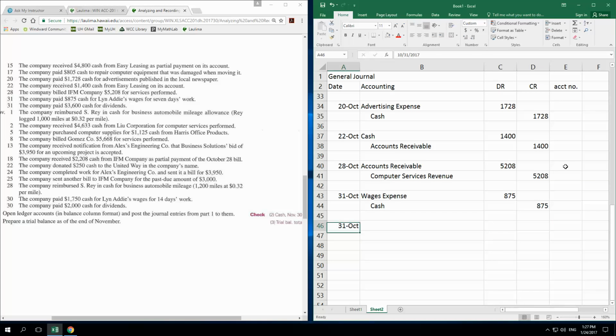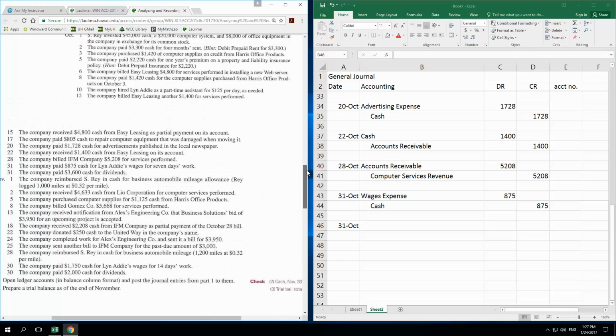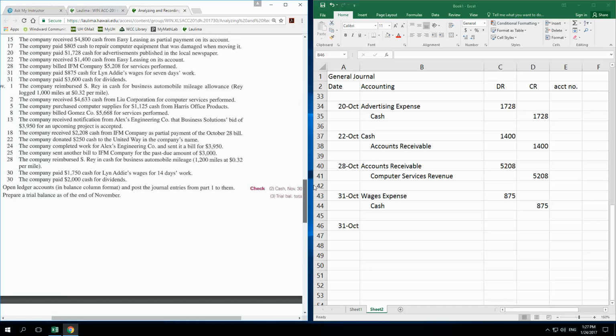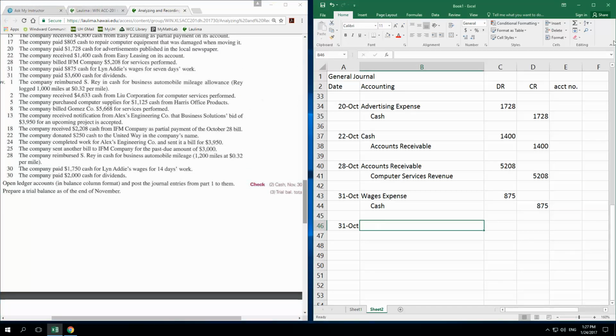Now there's another entry on 10/31. The company paid $3,600 in dividends. Remember that dividends increase with a debit. Let's make sure they have a dividends account. And we paid $3,600. And that's the end of October.